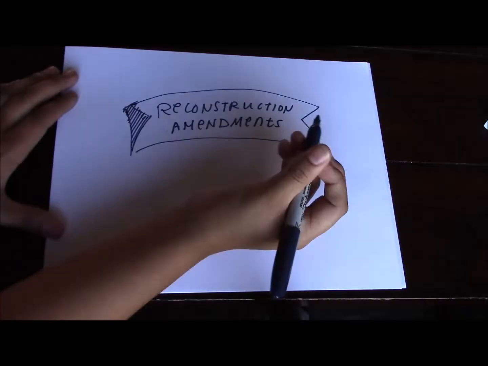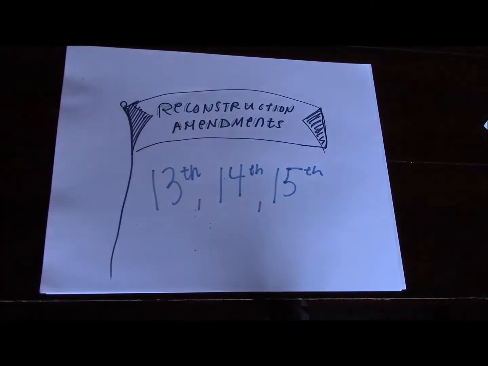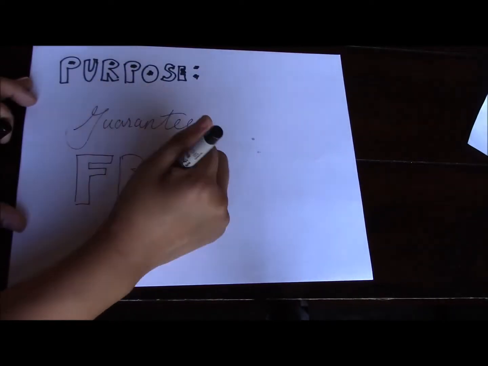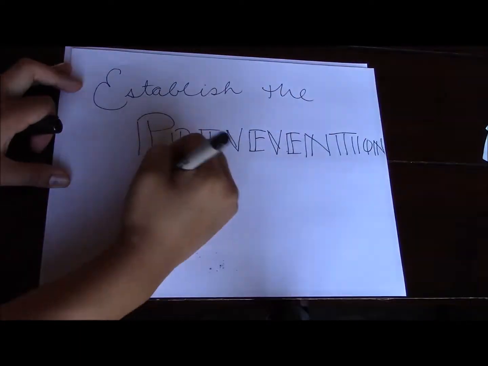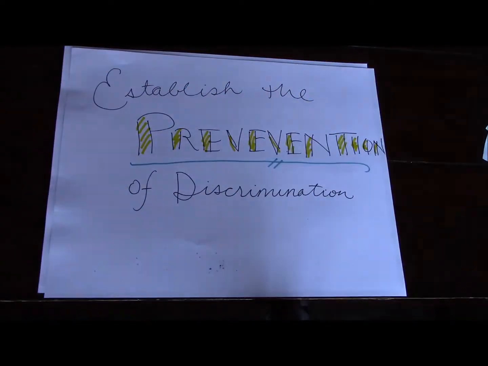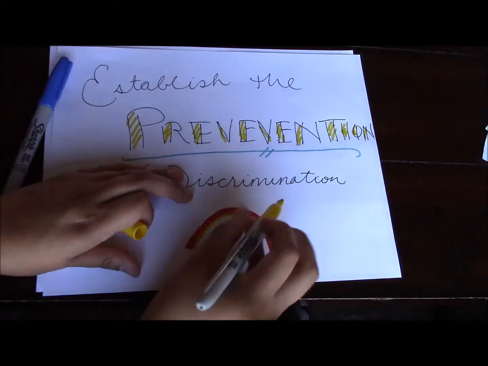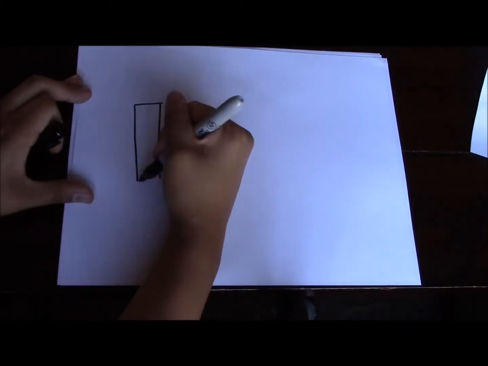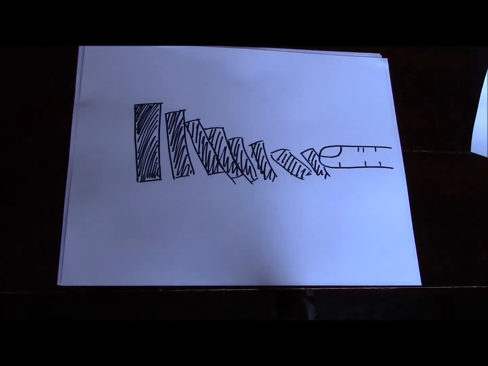The 13th Amendment was part of the Reconstruction Amendments alongside the 14th and 15th Amendments, which served the purpose of guaranteeing freedom to former slaves and to establish and prevent discrimination in civil rights to former slaves and to all citizens of the United States. The 13th Amendment was the beginning of many changes for African American citizens and everyone in the United States. It was the catalyst to a true, equal, and free country.